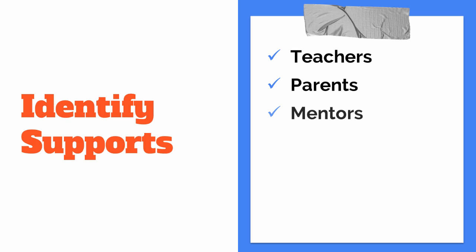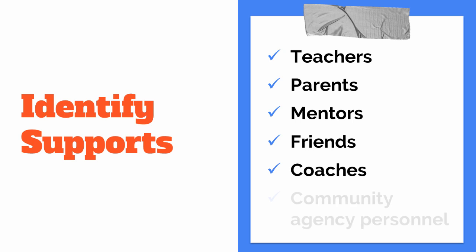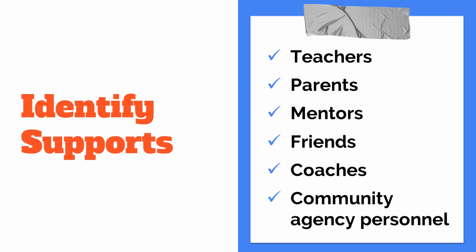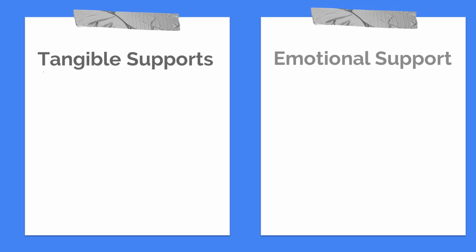Have you ever tried to accomplish a goal on your own? It's not easy. Often, you will find you need support with some of your actions toward reaching a goal, but not all of them. For example, you may find you can research different schools on your own, but need help with applying to colleges. Support can come from various individuals, such as teachers, parents, mentors, friends, coaches, and community agency personnel. Support comes in 2 major forms, tangible and emotional.